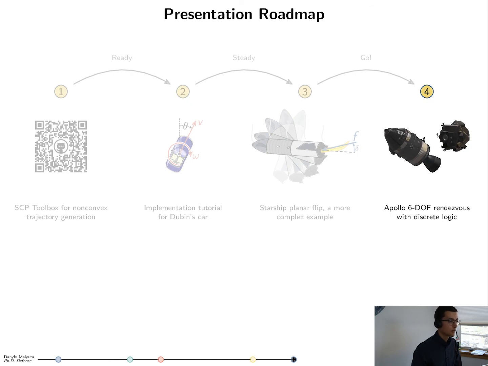Now we arrive at the fourth and main star of the presentation. This is our recent paper for the AIAA Journal of Guidance, Control, and Dynamics, where we solve a 6 degree of freedom terminal rendezvous problem that has discrete logic elements in it. So if-then statements that typically require integer programming, we don't use integer programming, of course.